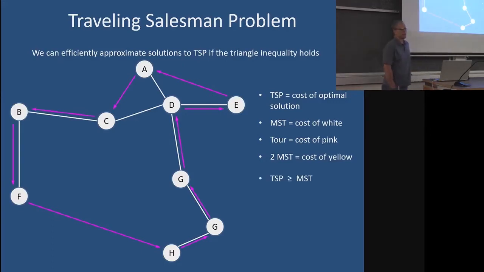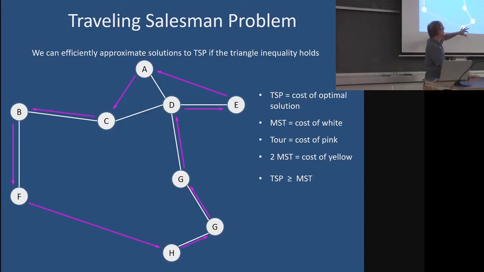This says that TSP is greater than or equal to MST. Why is that? How can we say that TSP, which is the optimal solution, is greater or equal to MST, which are those white edges up there? Yes, Anthony? Because the TSP has to have like 2 more edges than the minimum spanning tree. Okay, he said the TSP has 2 more edges. I think it's 1 more edge. But here's the way to think about it.